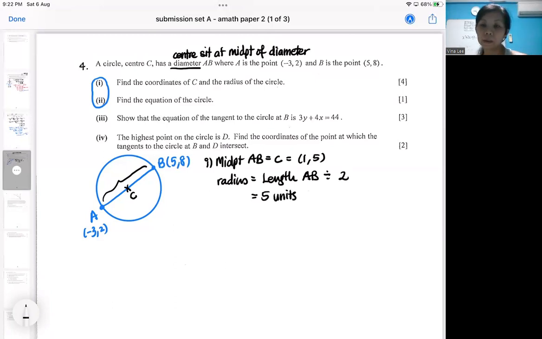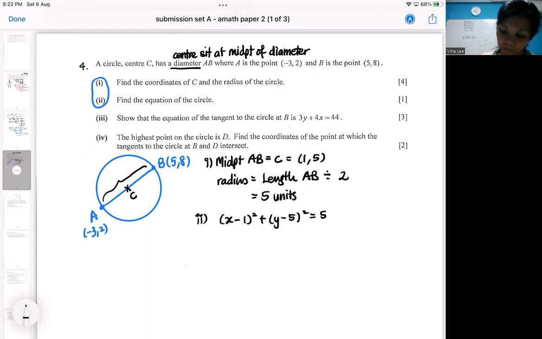That's the diameter. So you find the length of AB, that is the length of the diameter. Dividing by 2 will give you the radius. So that gives you the second part. In the second part, it's just putting into the format and then you expand it. There's nothing tricky about it.